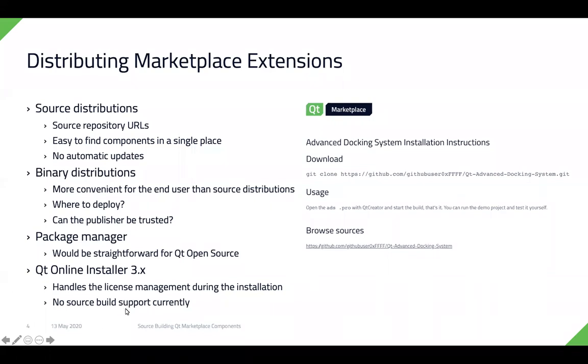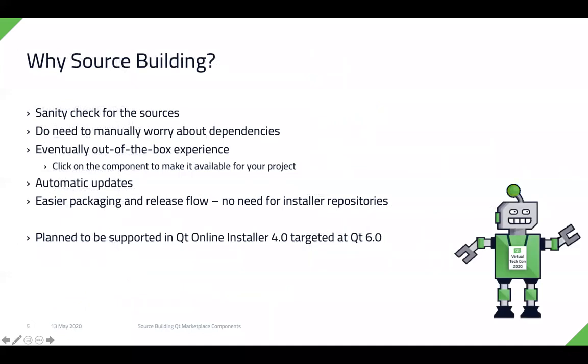But there is no source build support available, and that's why we plan to use the package manager to provide the source builds. Why source building? First of all, so that we can check the sources. The Qt contribution process and the full review process is too heavy. We don't expect that people contribute the sources as such. But we are planning to have a lightweight sanity check that the contributions don't cause any harm. We are doing that totally manually right now, but we are going to add automatic checks there.